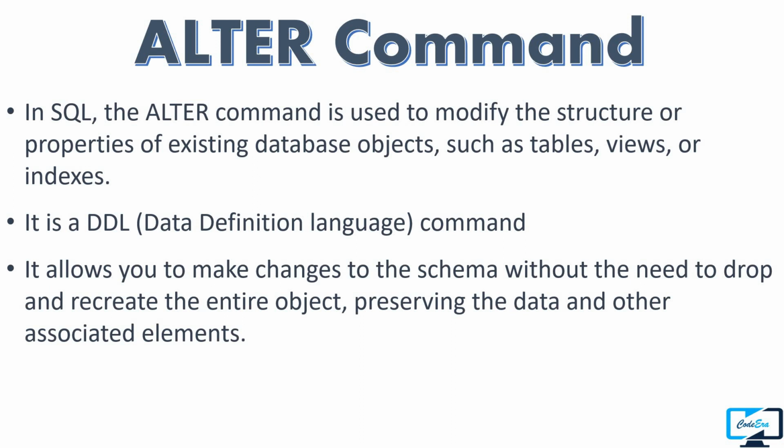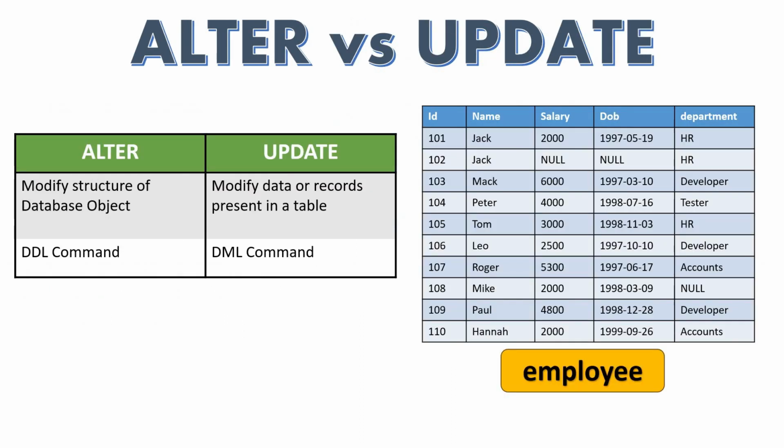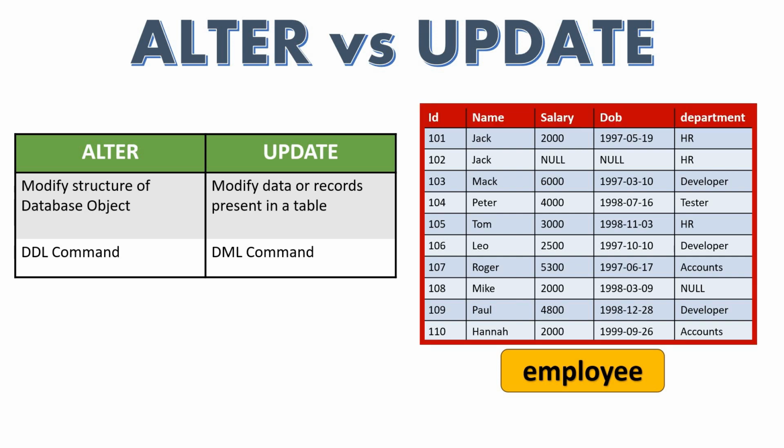So guys, at this point you may be confused between the alter and update commands. So let me first clear the confusion. The alter command deals with the database objects, like the structure or the property of the table. But the update command deals with the data present in the table. So that's why alter is a DDL command while update is a DML command. So this was the basic difference between these two commands.